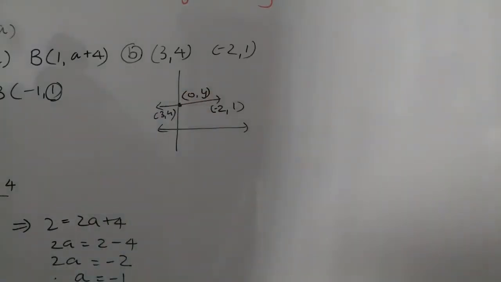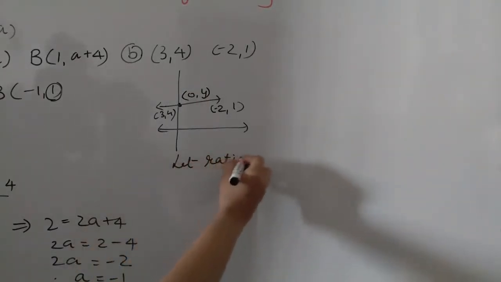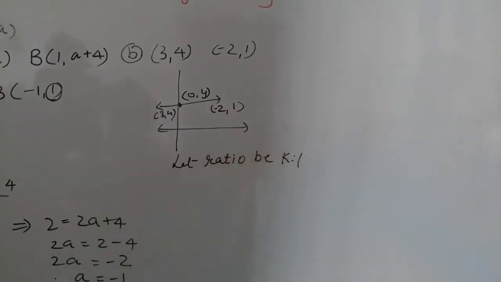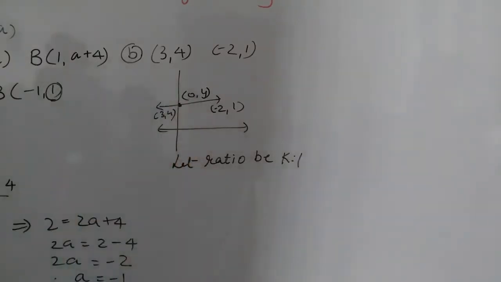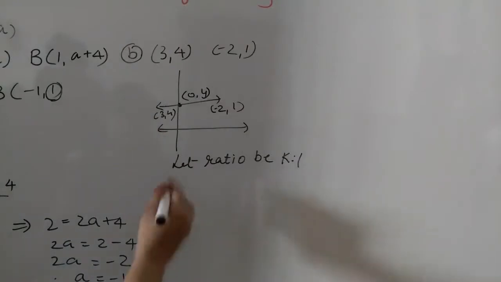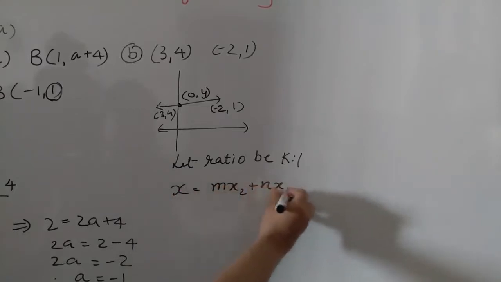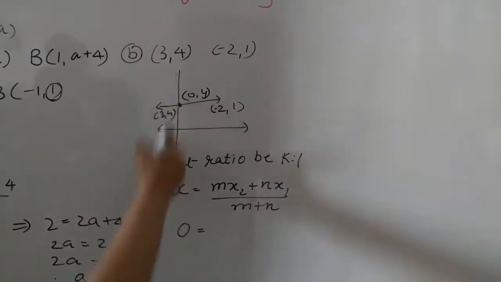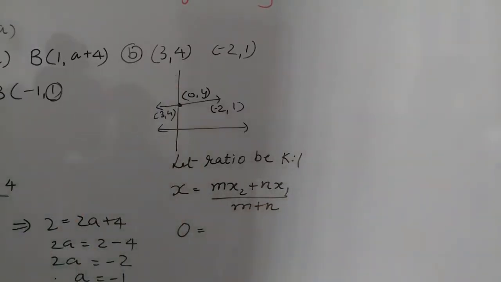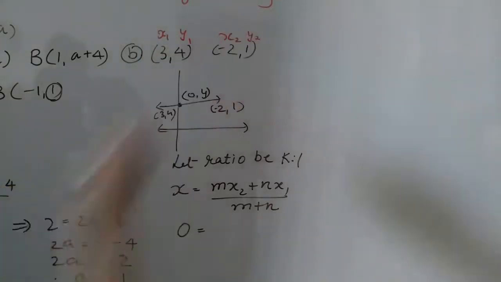So here we want to find the ratio. Let the ratio be k : 1, and accordingly we use the section formula. The known value of the division point is the x coordinate, whose value is 0. So I'll use the x coordinate formula, (mx2 + nx1)/(m + n). The x coordinate is 0 here because it is divided by the y-axis.